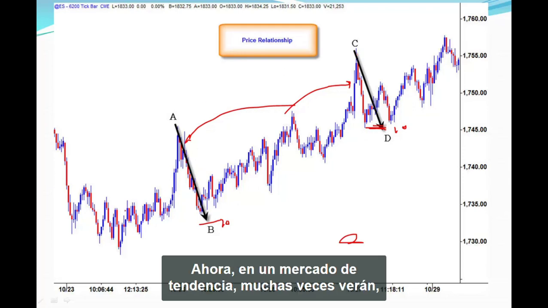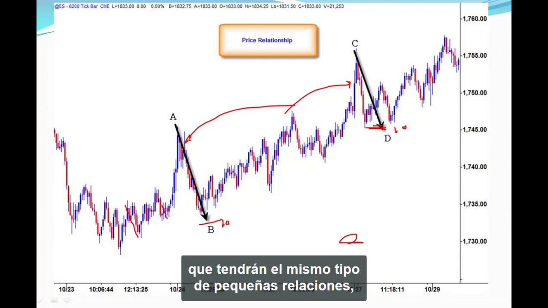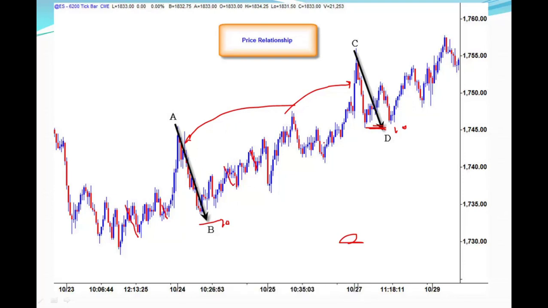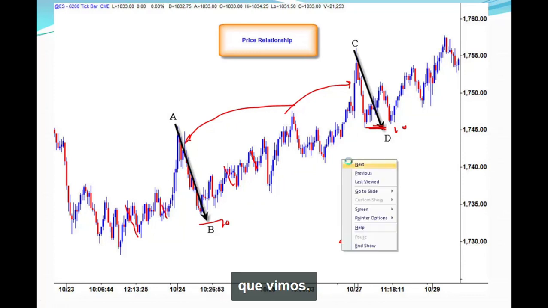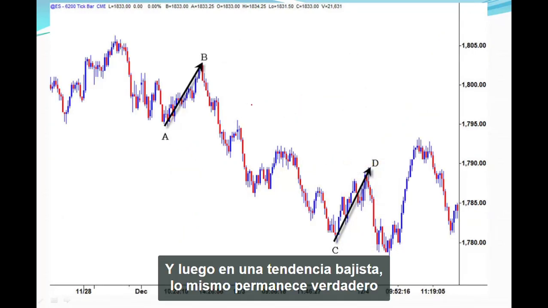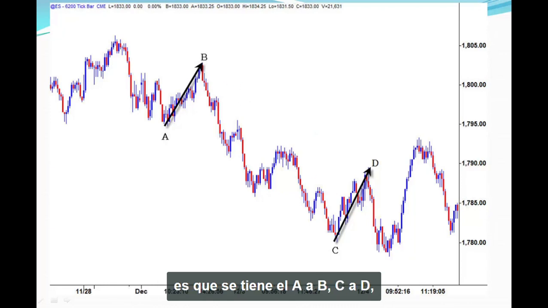Now, in a trending market, you'll see many times you'll have these same type of little relationships, those little A to B, C to D relationships that we look at. And in a downtrend, the same thing holds true: you have your A to B, C to D.